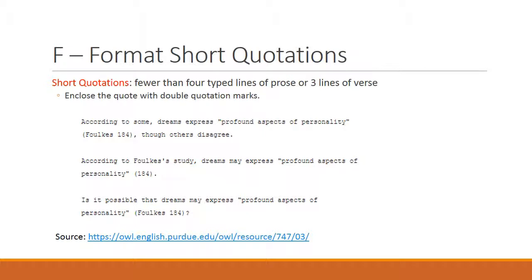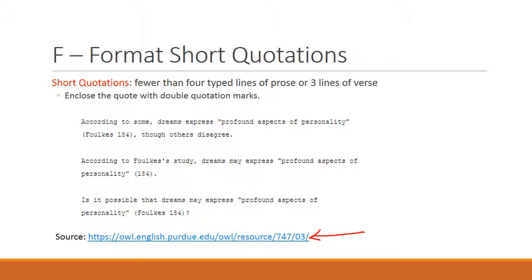So if you look at short quotations, anytime you quote something, you want to cite it. And if it's a strong paraphrase, you're going to cite it too. A short quotation is fewer than 4 typed lines of prose, like from a book, or 3 lines of verse, like from a poem. And here are 3 examples. The OWL Language Lab is one of my favorite places to get resources, and these are 3 examples from them.